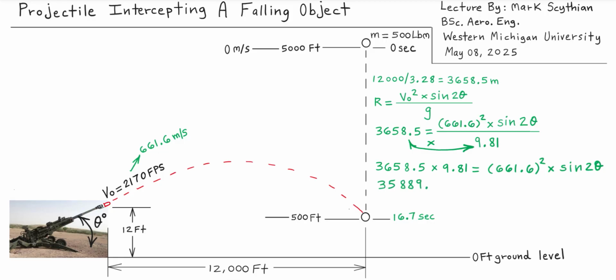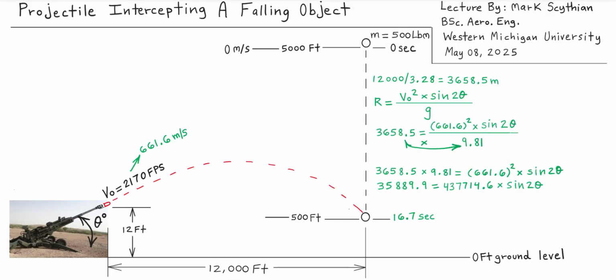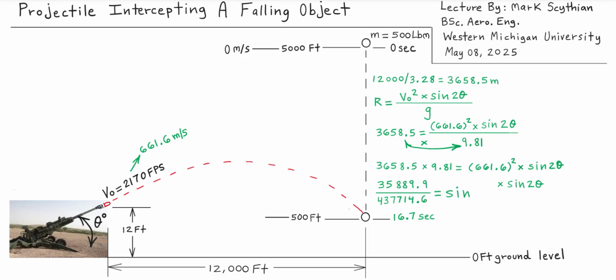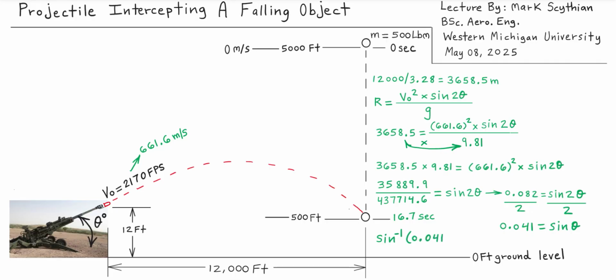We equate the output times the denominator so we have a one-line equation without the fraction, and then solve for 661.6 squared times sine 2 theta. If we divide and algebraically solve for sine 2 theta, we can then simplify it by dividing both sides by 2. So we get half of our ratio equal to sine theta, and then we take the inverse sine of the value 0.041. So we get a launch angle of approximately 2.35 degrees.